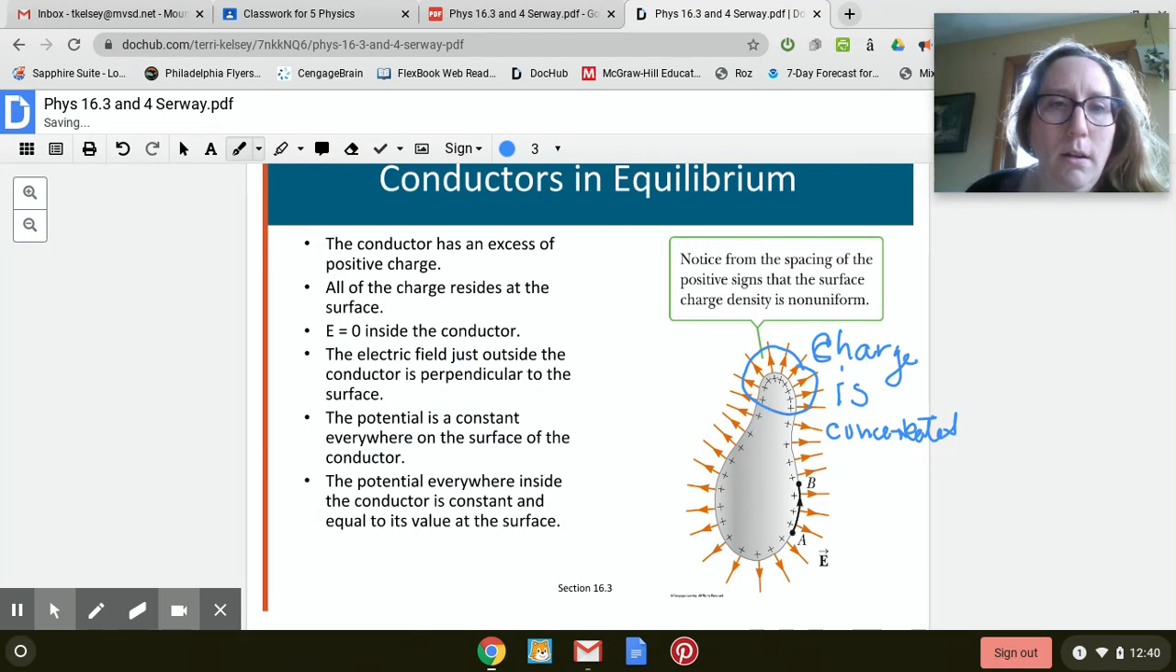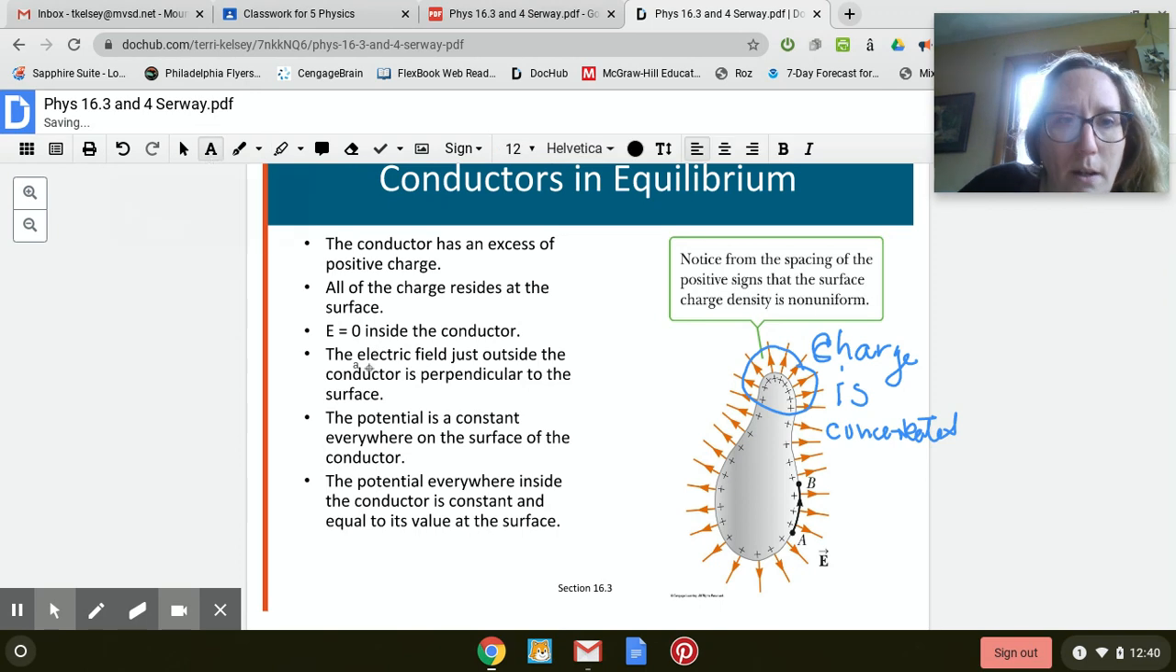If you notice here, the field inside of the conductor is 0. So the field inside of this conductor is 0. But extending from the surface of the conductor, the field is going outward because it's positive. These field lines we drew here are all perpendicular to the surface, and there are more of them in the area where there is more charge stored.